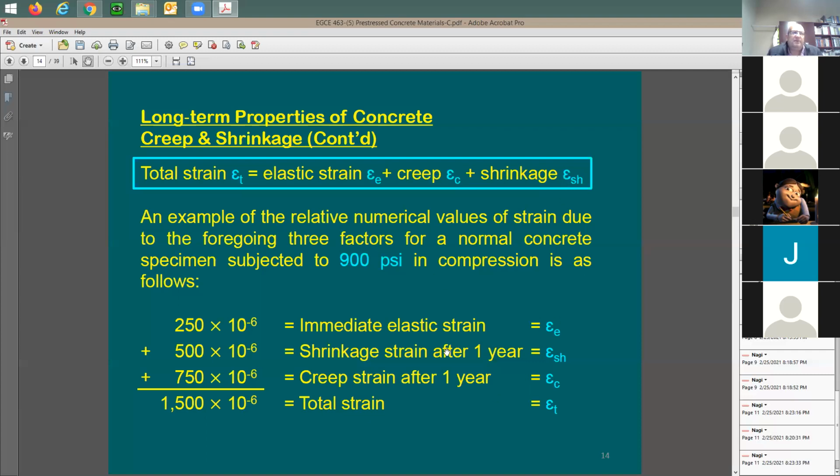Here's a quick example here. Some concrete member exposed to 900 psi in compression, and here is what's going to happen. Just a quick example to understand which factor is really critical to you. The amount of the immediate elastic strain is going to be about 250. It says here microstrain, right? For the shrinkage, in 1 year is going to be about 500, and the creep is going to be 750. Can you cut down this immediate elastic strain by any means?